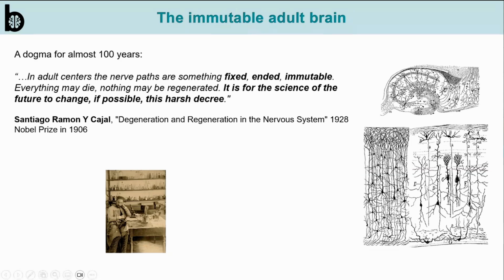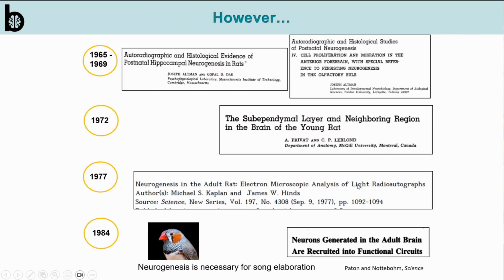And this was because of the techniques that he had at that time. But of course, as a pioneer, he said, maybe the science can change. And I want to guide you a bit about how science has changed along these years. So in the late 60s and early 70s, there were the first papers showing that neurogenesis could occur in the adulthood. And these first papers were in rodents.